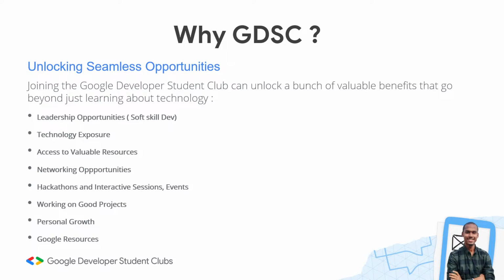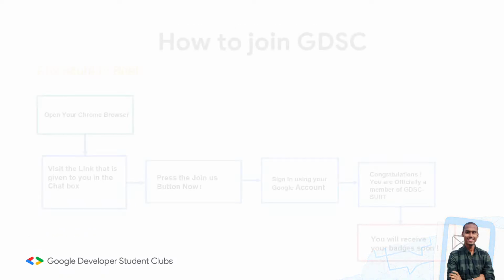Then, hackathons and interactive sessions and events as well, which GDSC conducts every month. Then, working on some good projects, personal growth and Google resources, which are also covered by the above four points. Moving on to the next slide.